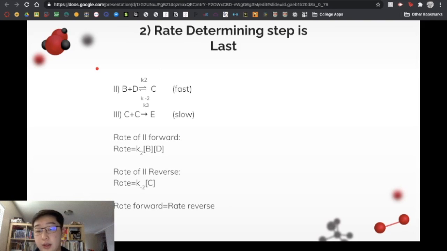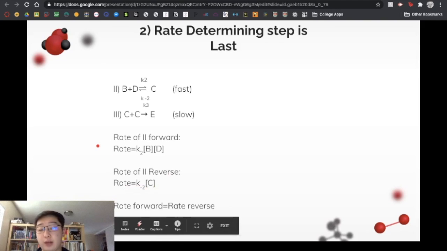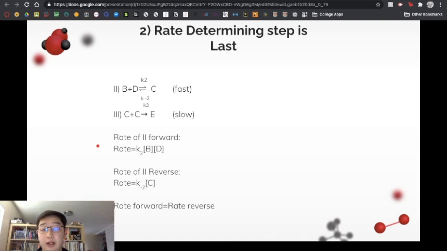Okay, so in this case, you're going to look at the rate of the 2 forward and the rate of the reverse. Just as a notation thing, the rate constant K is going to have the subscript 2 or whatever number it is, and then for the reverse, it's going to be negative 2 as the subscript, as you can see here. So the rate of 2 forward, and again, everything is based off of the molecularity. So in this case, you just have B and D, and then for the reverse, it's just C, and that would be essentially just the same as if you flip the reaction over.